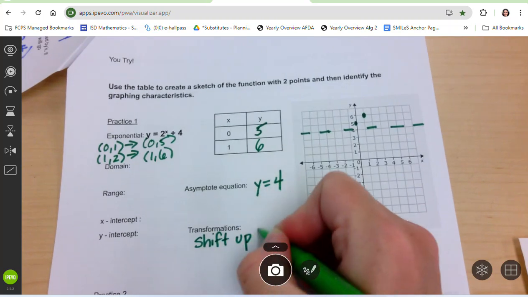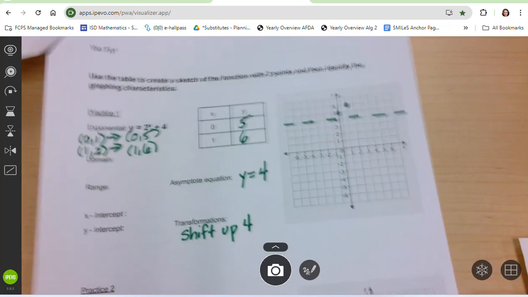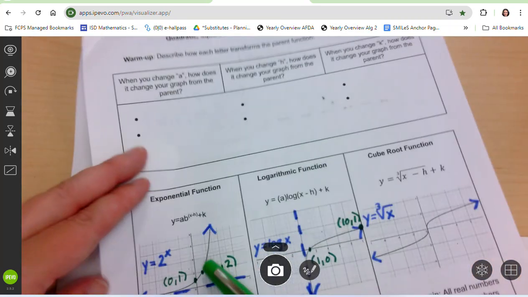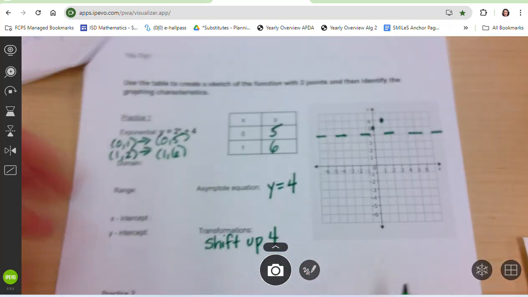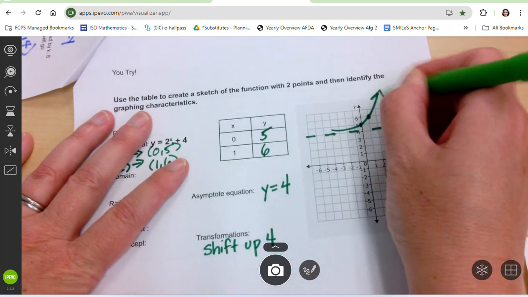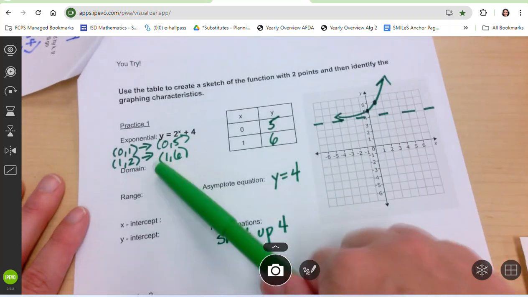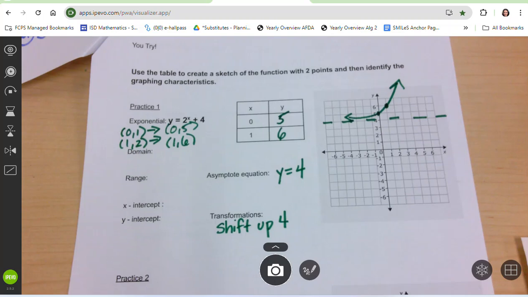I'm going to draw in the shape because I'm going to take it from the front. Okay, look at the front. This is exponential, and so this is the shape of my graph. I'm going to copy that shape. So now that we have the graph, I want you to work on domain, range, and intercepts. If you're done with that, then work on the practice 2 problem.